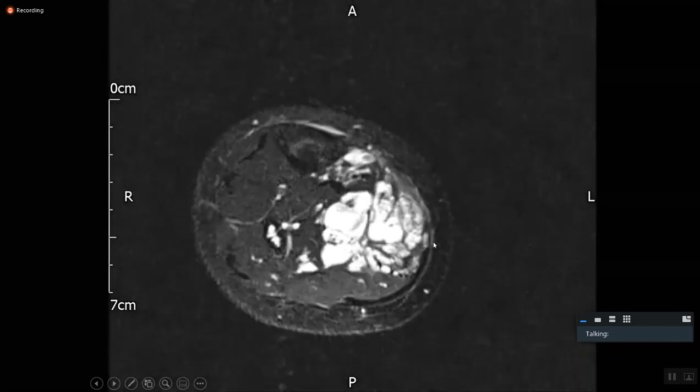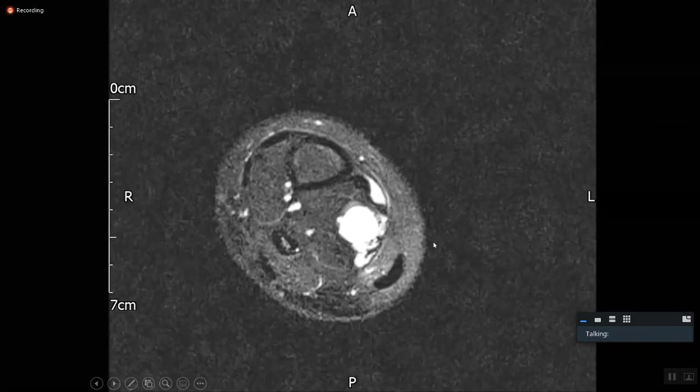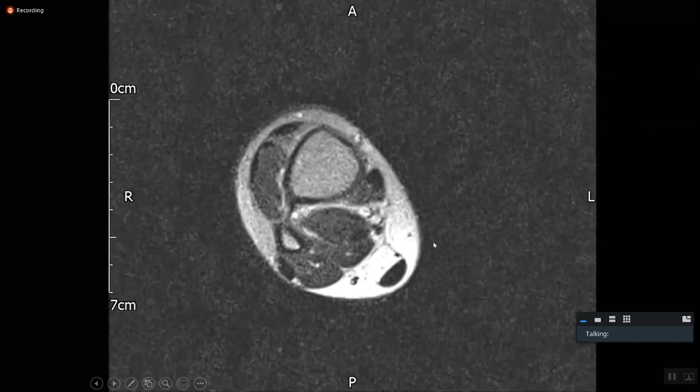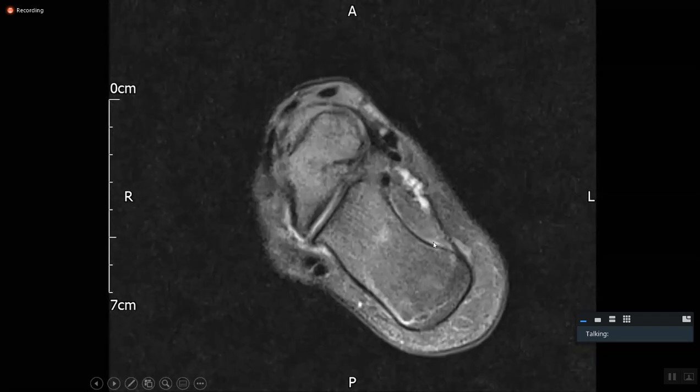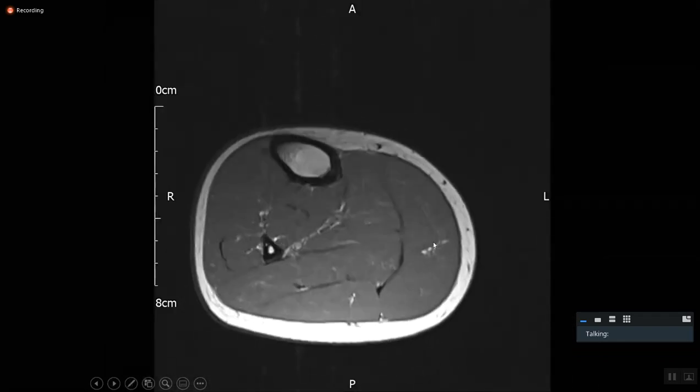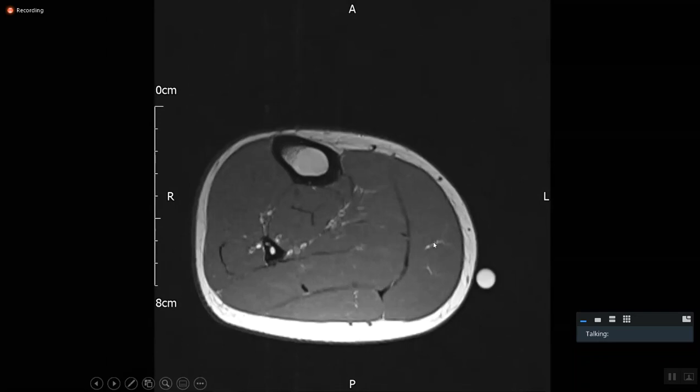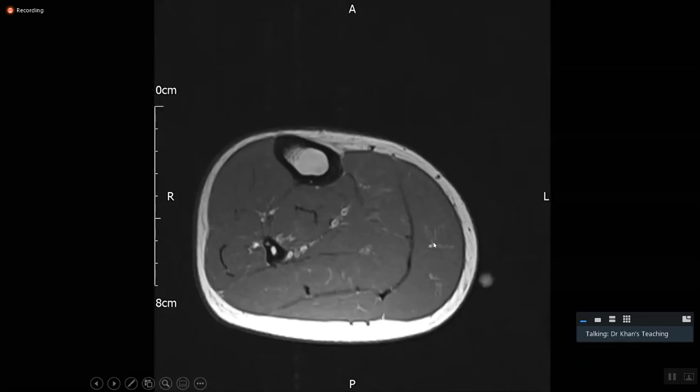There are more sequences. What sequence is this? Can you stop here? Yeah. So the marrow is quite bright on this sequence, and the muscle is of intermediate signal. So I think it's a T1 weighted sequence. Correct. This is a T1. Please continue.